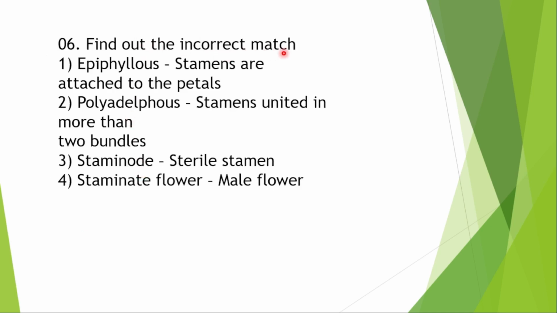Sixth one, find out the incorrect match. Epiphyllous stamens are attached to the petals. Polyadelphous stamens united in more than 2 bundles. Staminode, sterile stamen. Staminate flower, male flower. Here the right option is option 1. Epiphyllous stamens are attached to the petals is the incorrect match, because epiphyllous means the stamens are attached to the tepals, not the petals here.